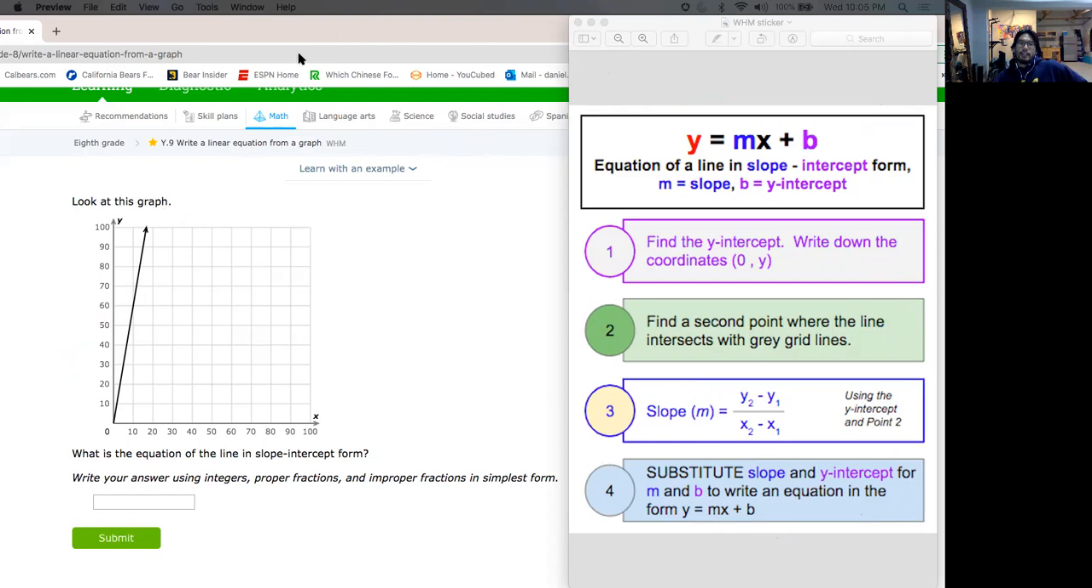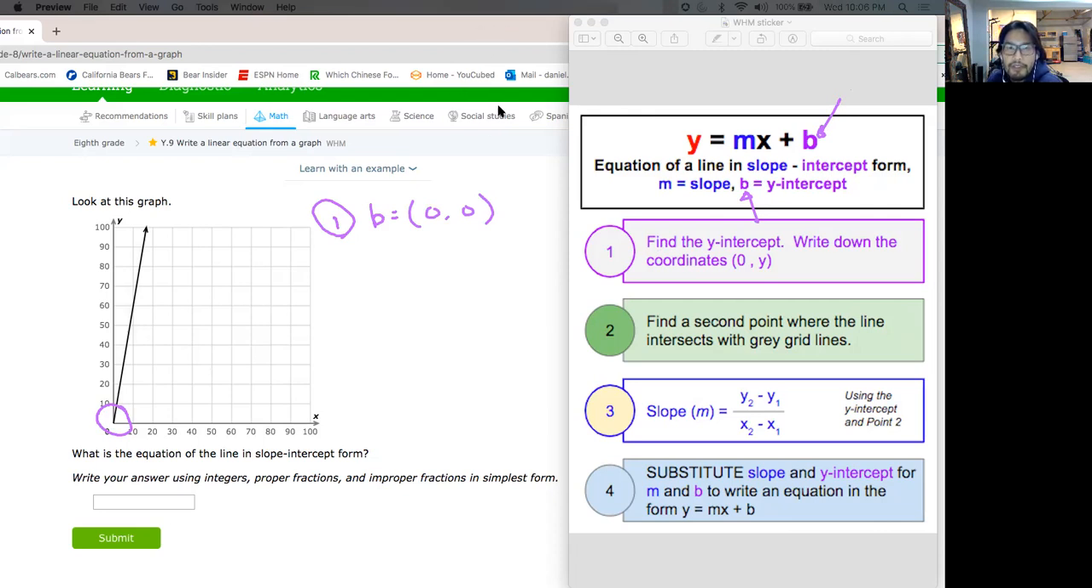First things first, I've got to find my y-intercept, and I'm going to write it down as a set of coordinates. And the y-intercept is where your line crosses the y-axis. And right here, it crosses at the origin, right? You see this black line? It's coming straight down. It's going to cross at the origin. So step 1, my y-intercept, which is also the b, right? The little b stands for your y-intercept, where your line crosses the y-axis. That is the point 0, 0.